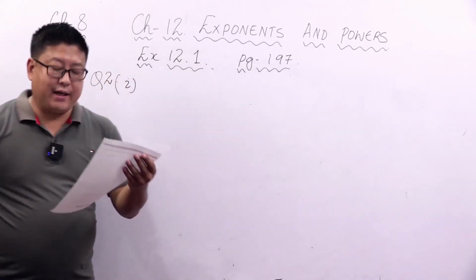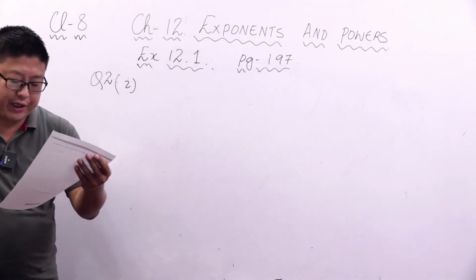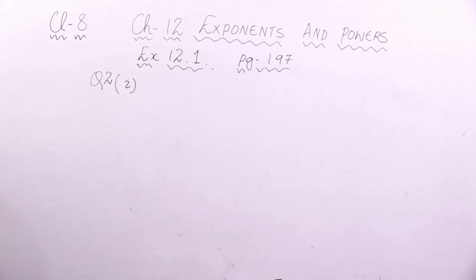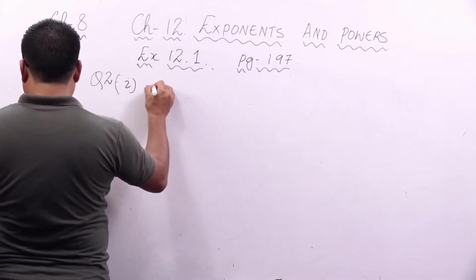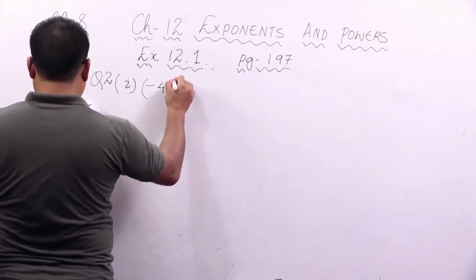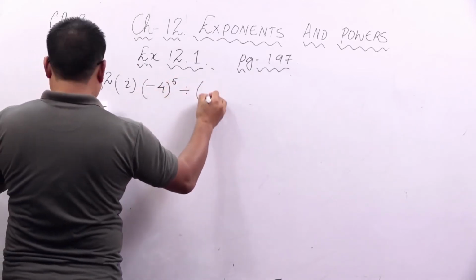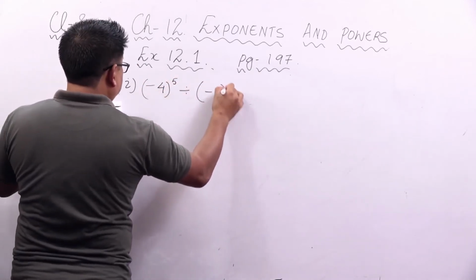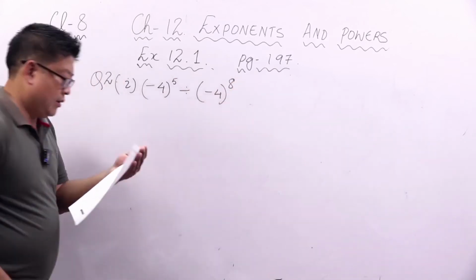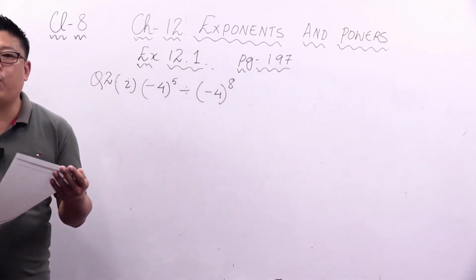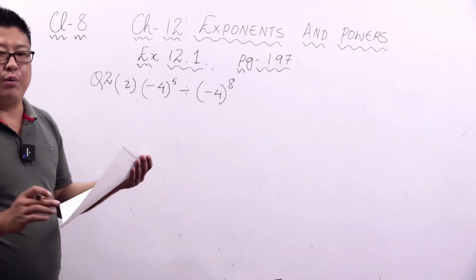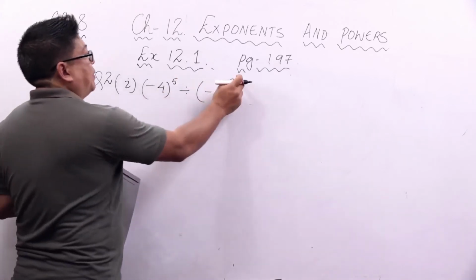Simplify and express the result in power notation with positive exponent. So we have to first simplify the question. Okay, this is the question. Right? And express the result in power notation with positive exponent. That means the exponent should be positive.